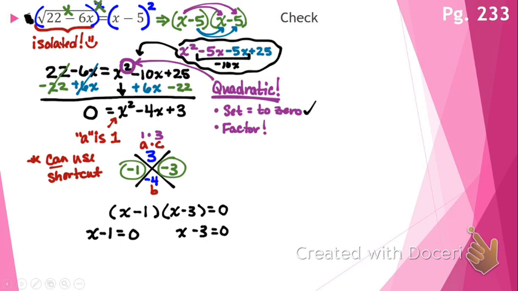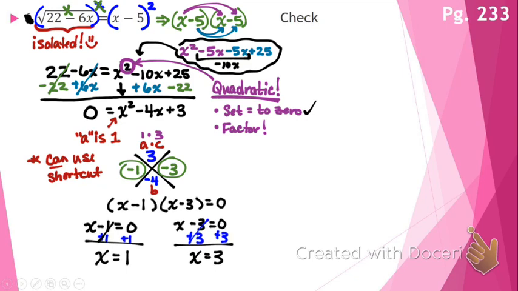Here, do you need a pencil? Okay. So we're going to add 1 to both sides. X is 1. Add 3 to both sides. X is 3. So I circle them and I'm done, right? We have to check them. We have to check each of them, right? So check each answer.